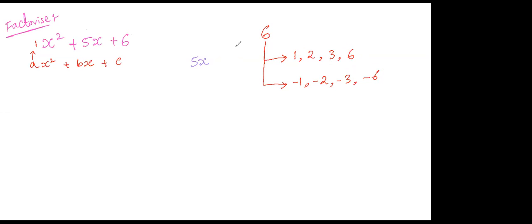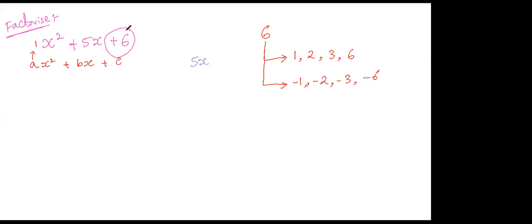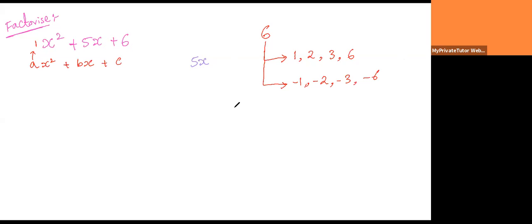Okay, so one thing you can see is that the constant is positive 6. Whenever you multiply 2 positive numbers or 2 negative numbers, you get a positive number. So either you need to take 2 positive numbers or 2 negative numbers. In the second scenario, you can see that we have a plus 5x in between, so obviously you are going to take both positive numbers.